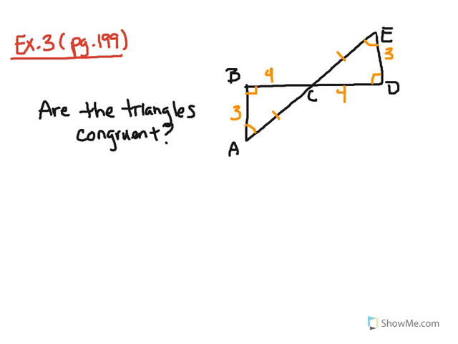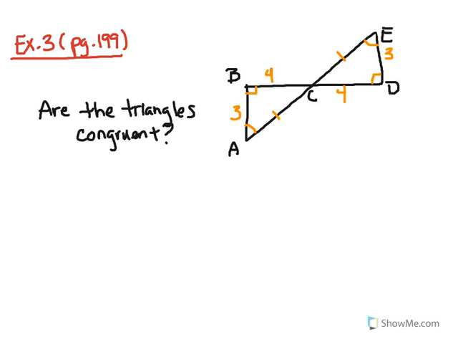So let's take a look at this example. This is example 3 on page 199, and it gives this figure. And the question is simply asking if these two triangles are congruent. So in order to have congruent figures, remember all of the sides and their corresponding sides need to be congruent, as well as all of the corresponding angles. Okay, now corresponding just means, like in the previous example, that the angle with one arc mark would be corresponding to the other angle with one arc mark, and so on and so forth.